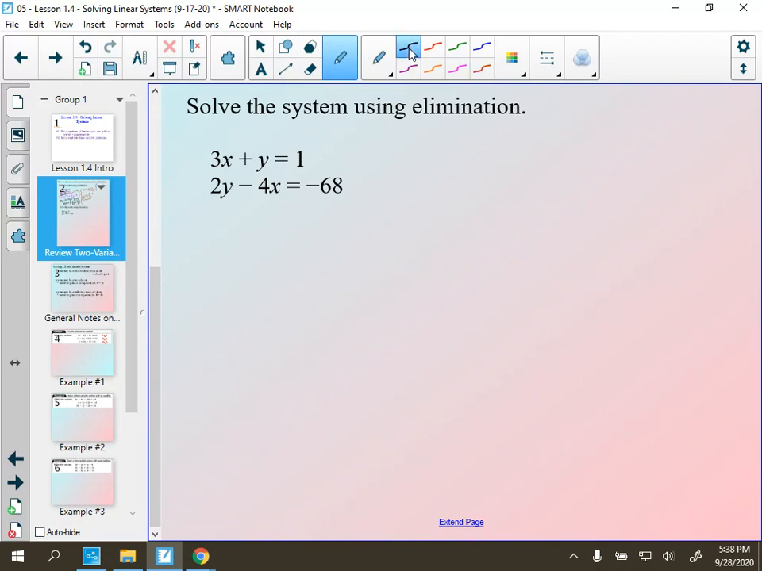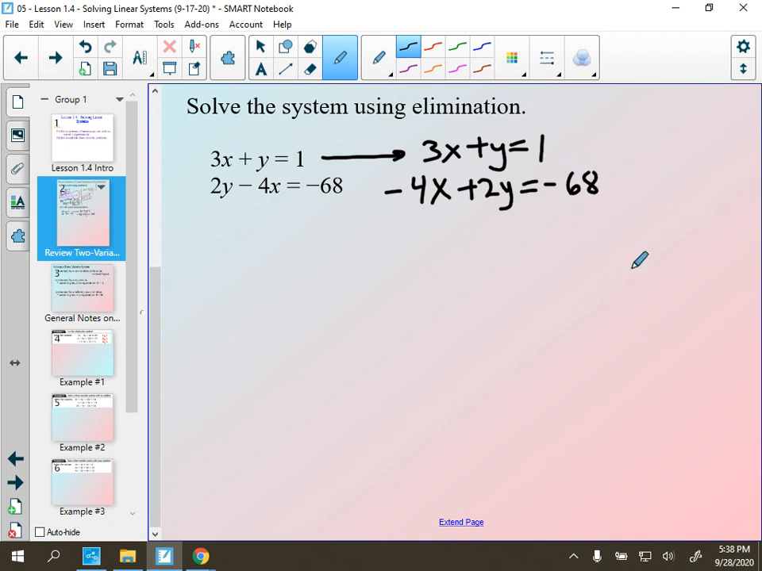So I'm just going to bring this over here to keep this 3x plus y equals 1, exactly how it was. But I need to bring my minus 4x out to the front. Remember, this minus is attached to that 4x. And then that 2y is positive, so it should read as plus 2y equals negative 68. All right, so just a little bit of a rearrange there on that bottom equation to get my x's above x's, y's above y's, equals above equals, and constants above constants.